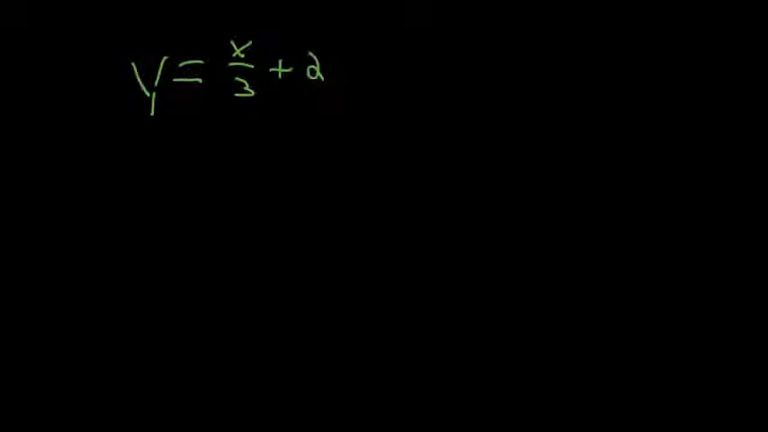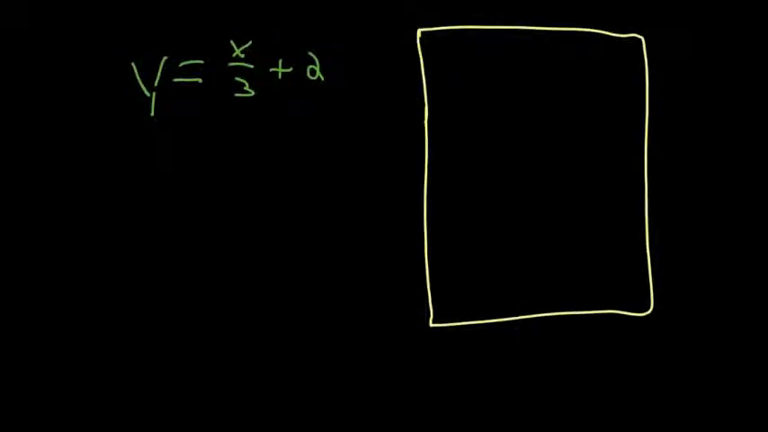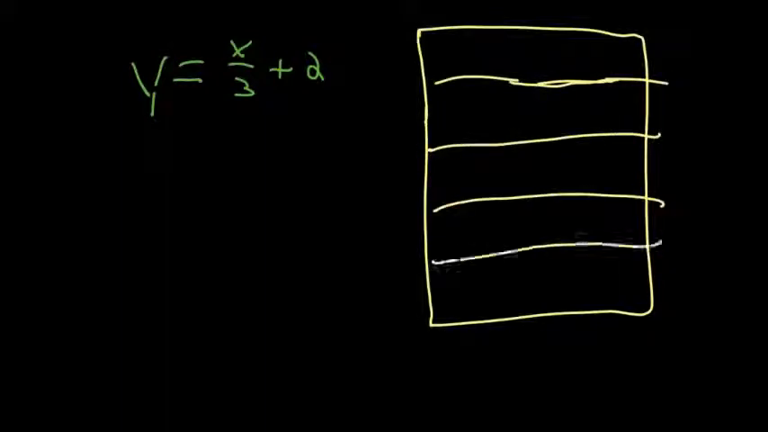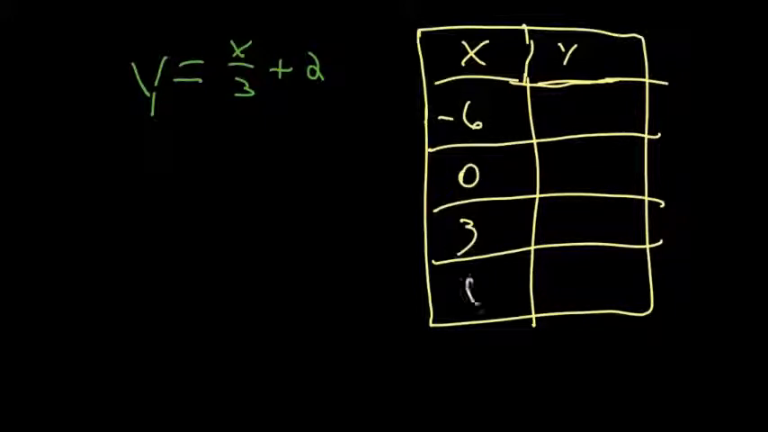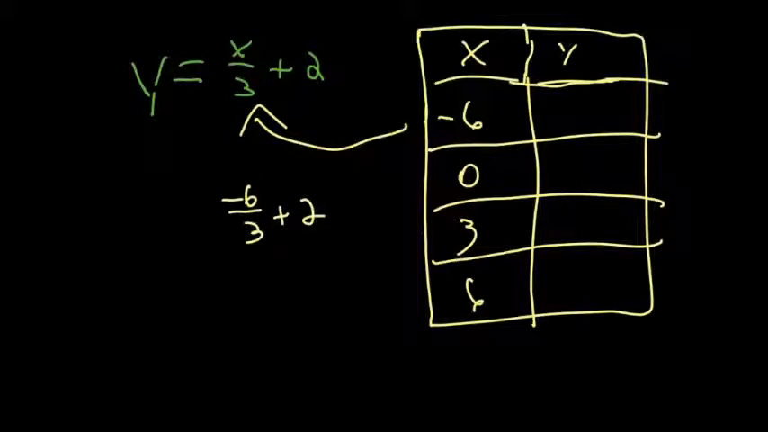Alright, let's review a couple functions here. I have the function y equals x divided by 3 plus 2, and I need to fill in a function table. I'm going to give you the values to use. Let's say we have negative 6, 0, 3, and 6. Then you just put each one of these numbers into your formula. So I have negative 6 divided by 3 plus 2. Negative 6 divided by 3 is going to be negative 2. Negative 2 plus 2 is 0.